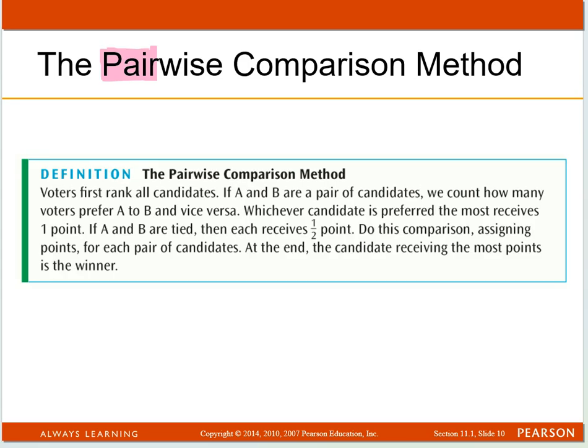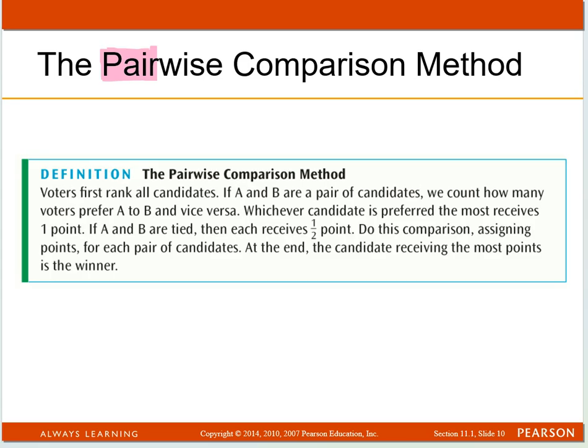Whichever candidate is preferred the most receives 1 point. Now, if A and B are tied, then each receives half of a point. And you do this comparison for all pairs, assigning points as you go. And then at the end, the candidate receiving the most points is the winner.